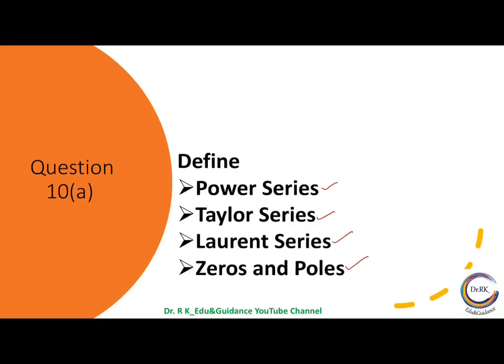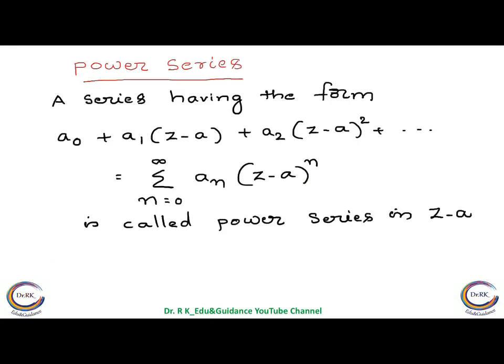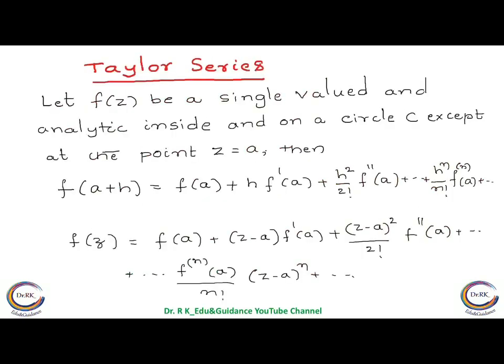Even when we discuss complex analysis, we have to see various kinds of poles, right? Okay. So what is a power series? A series of the form a0 plus a1 into z minus a, plus a2 into z minus a whole square, and so on up to infinity, or simply it can be written as summation over n from 0 to infinity an into z minus a whole power n. This is called a power series in terms of z minus a. Right? Very simple definition.